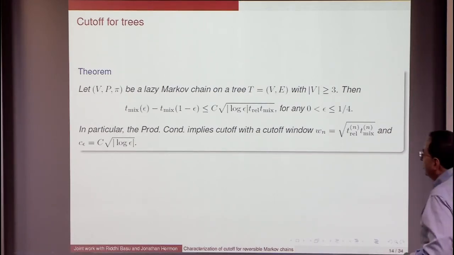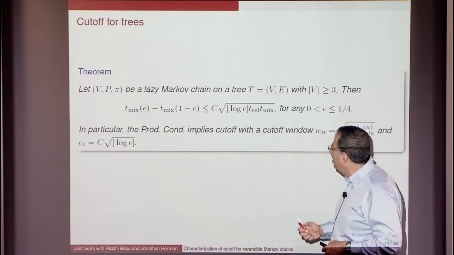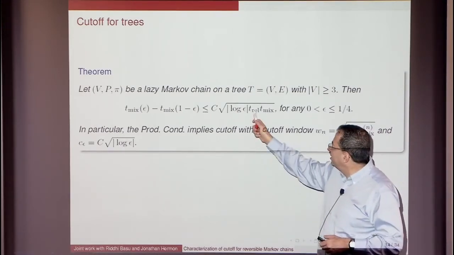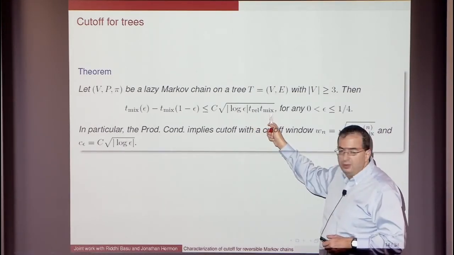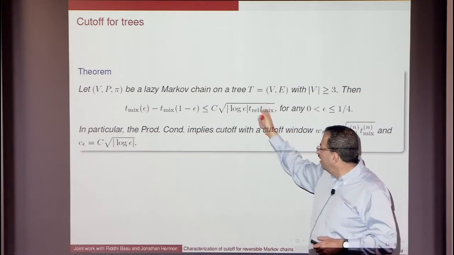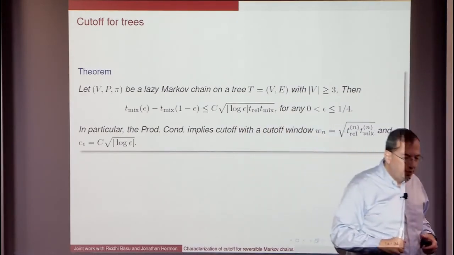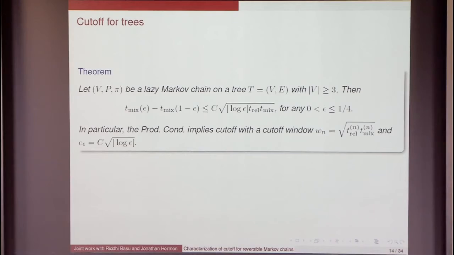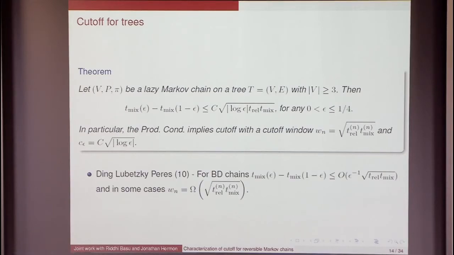So this is always true, but if you are in a sequence of chains with the product condition, so if the relaxation time is little o of the mixing time, then this geometric mean is also little o of the mixing time, and so you have cutoff. This immediately gives that on trees, the product condition implies cutoff, and it's done with sharper dependence on epsilon than the previous works.